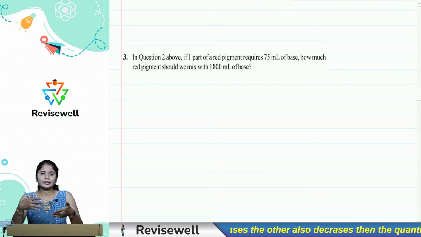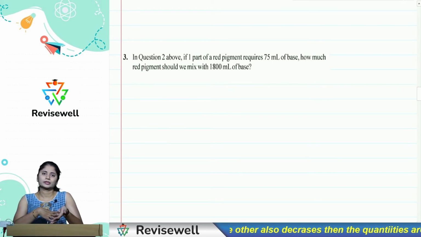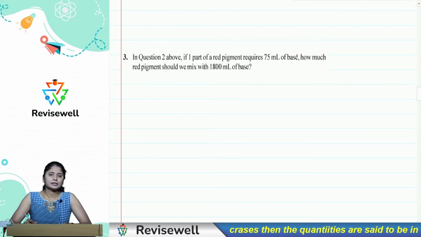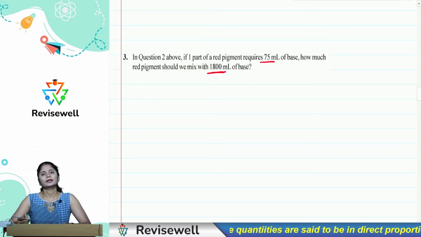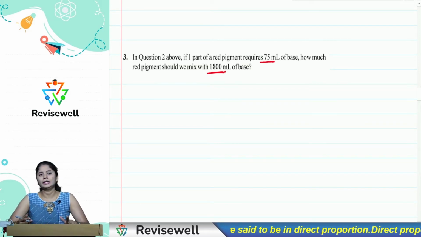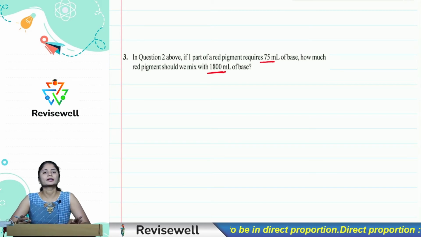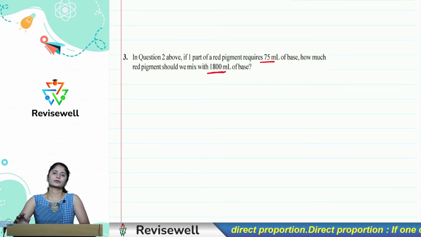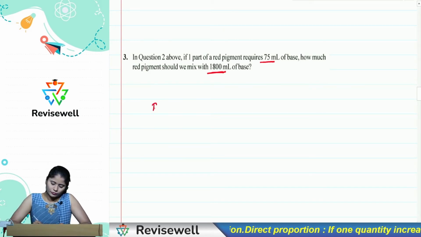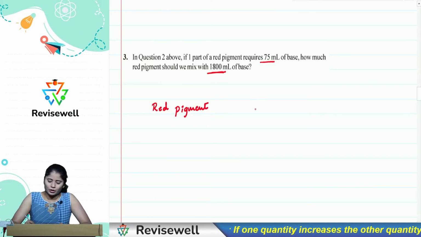If one quantity increases, the other quantity will also increase. Here you are increasing the base quantity from 75 ml to 1800 ml. That means your pigmentation must also be increased. So that means their quantities are said to be in direct proportion. Okay. So, let me write here the quantity of the red pigment you need to the amount of base.